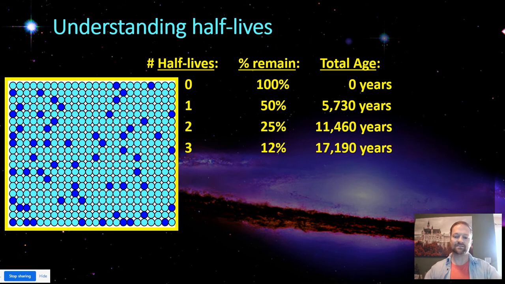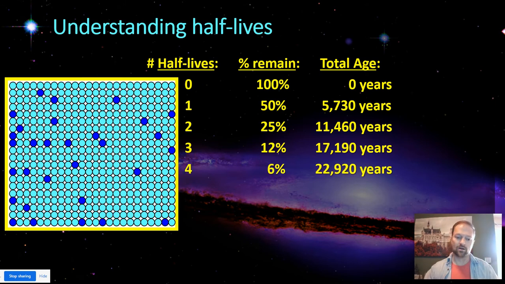3 half-lives, 17,000 years. 4 half-lives, 23,000 years. And the dark blues are fading out, and there's hardly any of them left. We're only at 4 half-lives now, after this tree fell over and died.